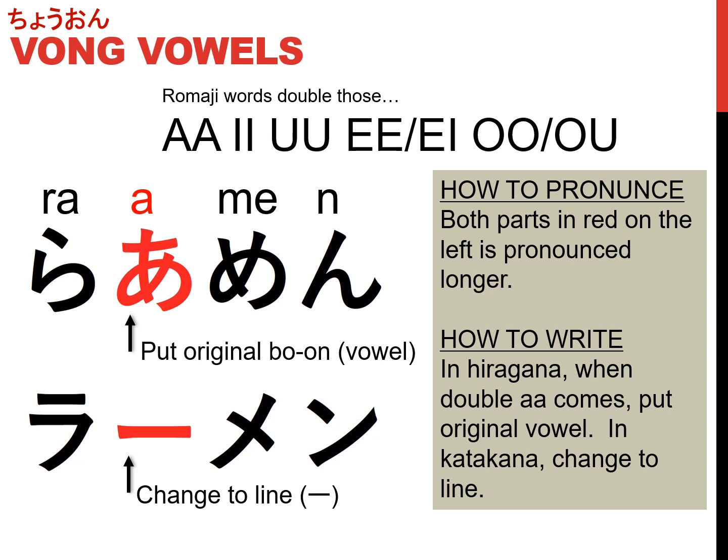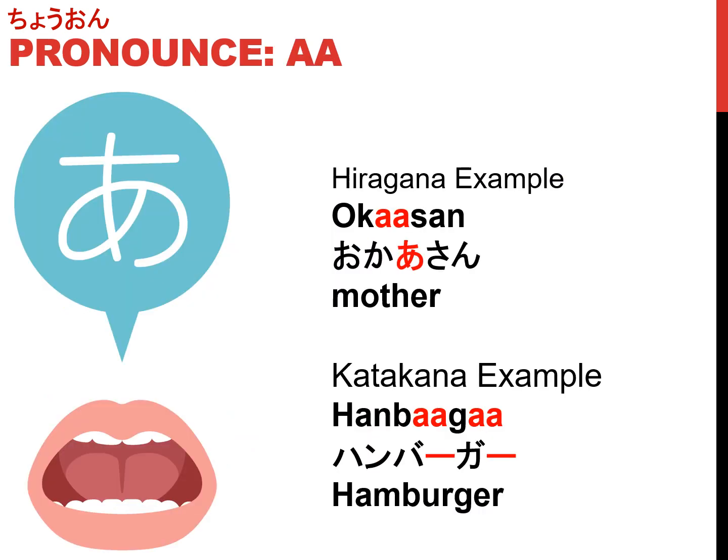Japanese ramen has recently become known all over the world. When written in hiragana, the second letter A is written as the hiragana A, but in katakana it is represented by a line. When there are two A's in a row, let's see the difference between hiragana and katakana while pronouncing them. Hiragana example, okaasan. Katakana example, hanbaagaa.